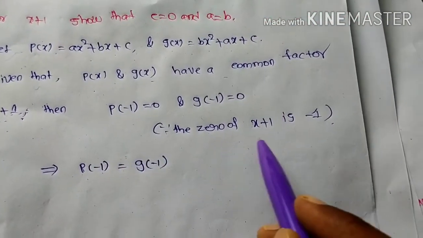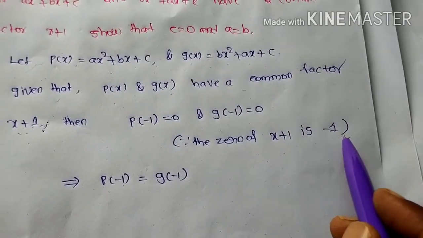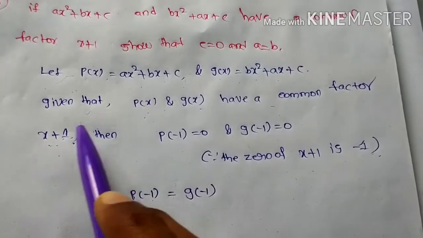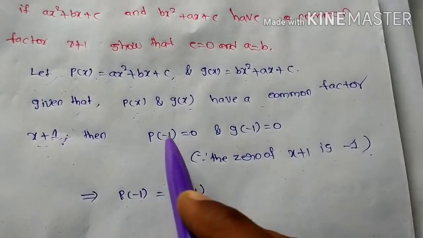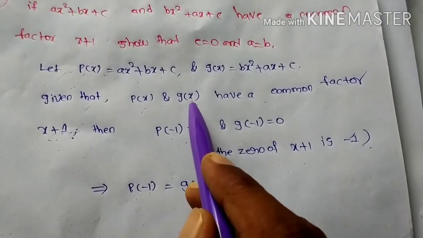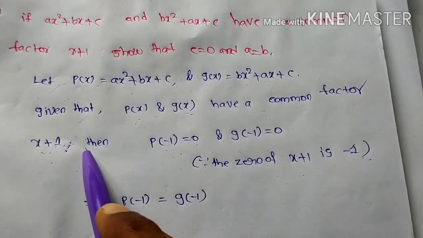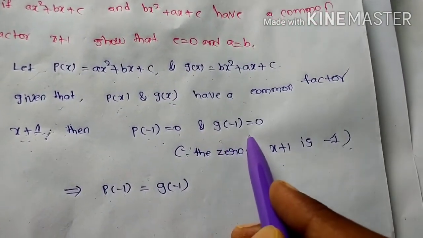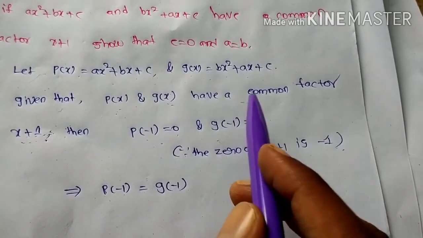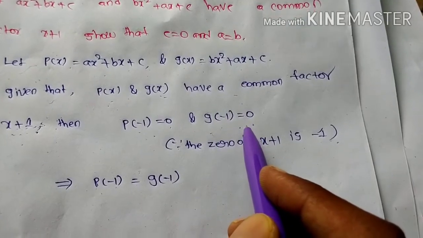So I am writing here the 0 of x plus 1 is minus 1. Now you know what the remainder is. If p of x is divided by x plus 1, what is the remainder here? P of minus 1, or not? That means p of minus 1 is equal to 0. And if g of x is divided by x plus 1, what is the remainder here? G of minus 1 is also 0. Why? Because it is a factor. You know that if it is a factor, the remainder will be equal to 0, or not?